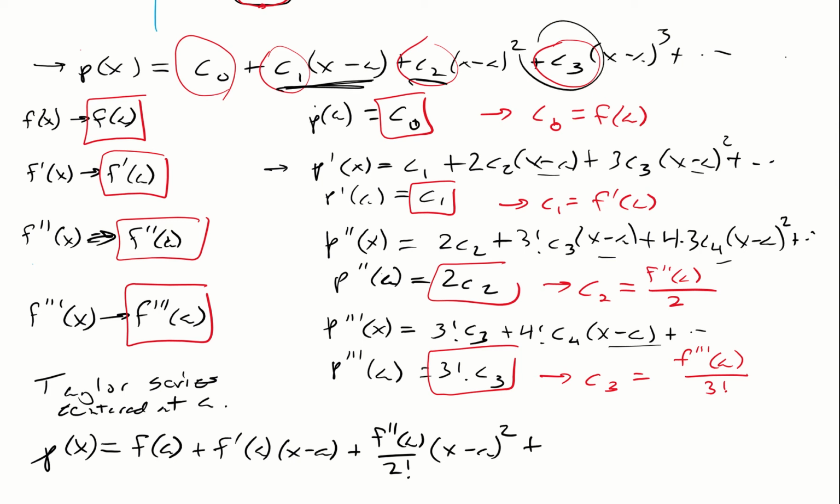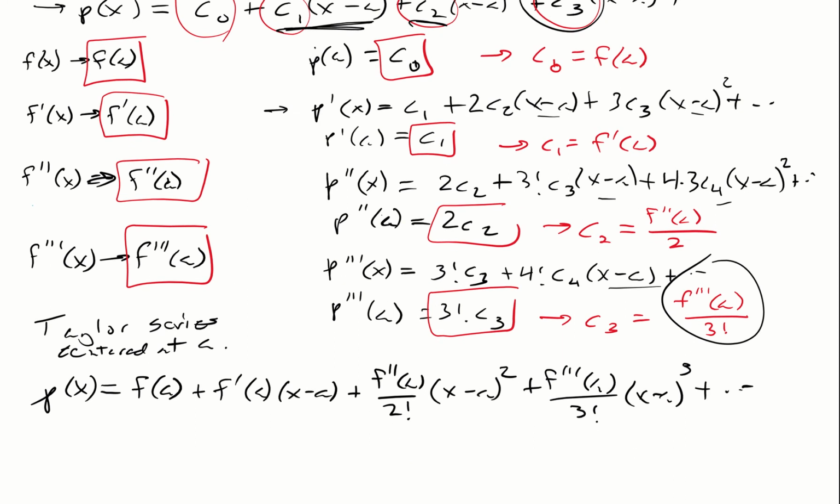Do you see it? C3. Remember C3 is this guy? It is f triple prime of A divided by 3 factorial times x minus A to the third, and on it goes. Do you see the pattern here? It's really important that you see the pattern. This has got a bunch of 2's. It's got the second derivative. It's got 2 factorial, and it's got the second power. And this is a bunch of 3's. So that pattern is really cool.